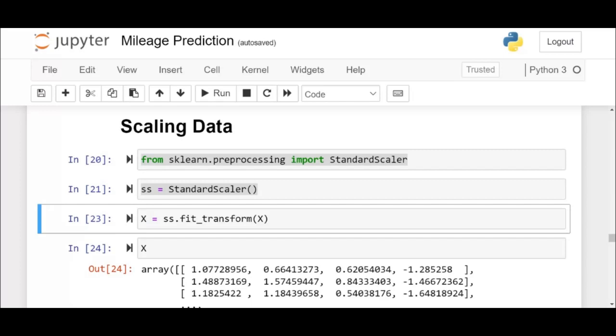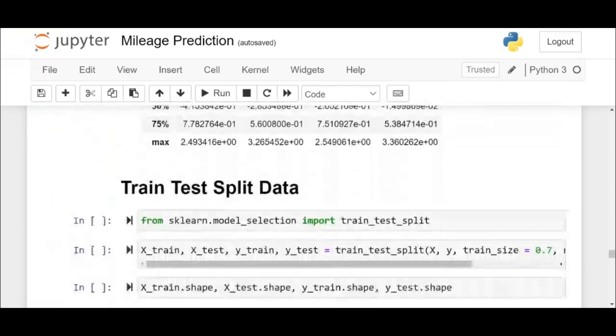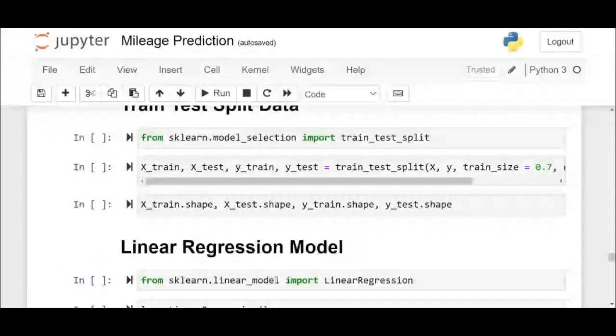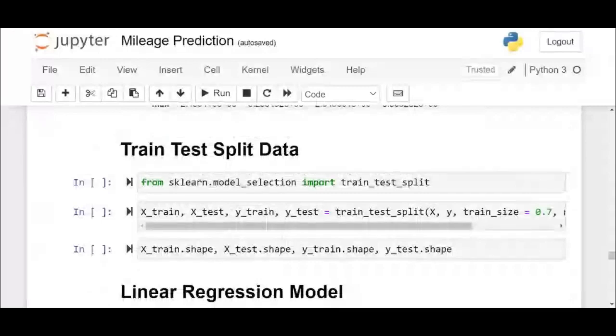Right. The shape of 398 for Y means that it has 398 rows and no column. That is the meaning of shape. So three. Okay. Now let's move ahead. So we now have to do the train test split of our data set.